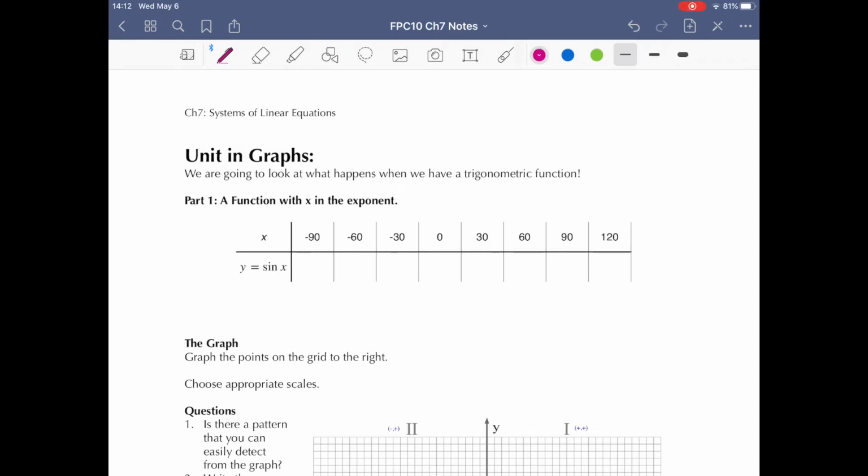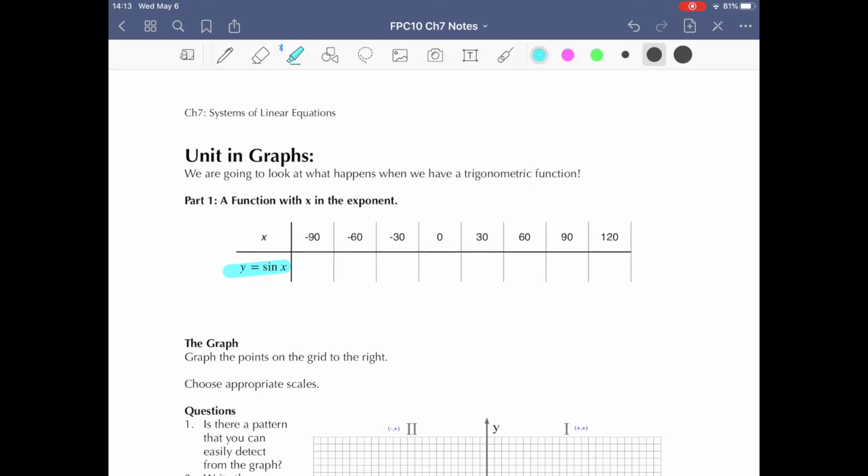Hello, this is Mr. Stein, and in this video we're going to look at the Chapter 7 unit in graphs. So we're going to look at what happens when we have a trigonometric function that we're going to graph. So we are going to graph this function right here, y equals sine x. Right, we're going to need a calculator open for this.